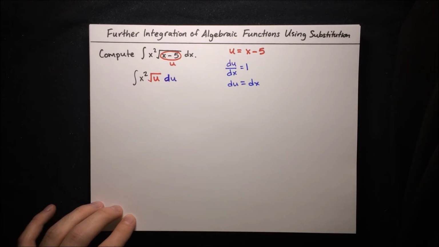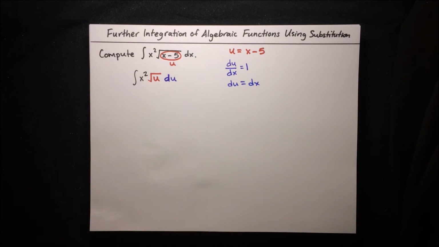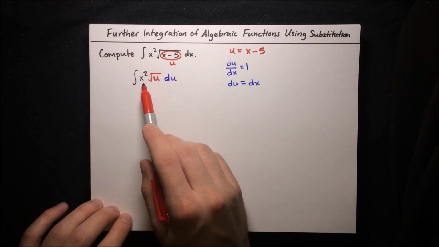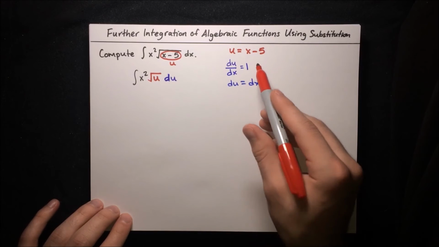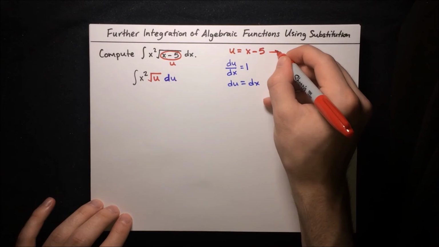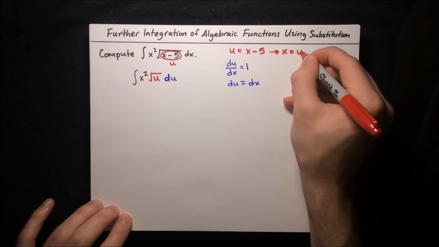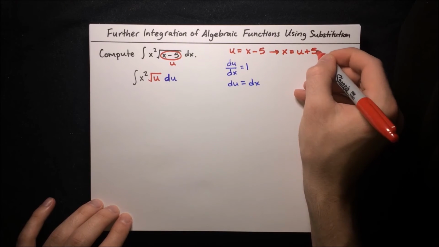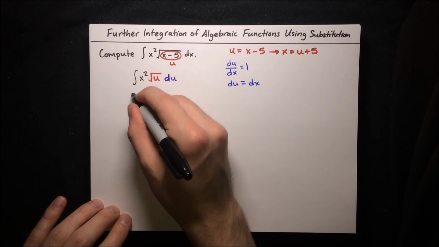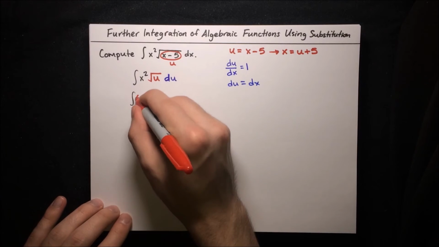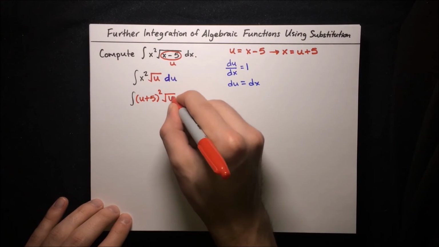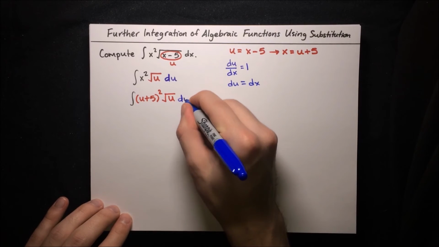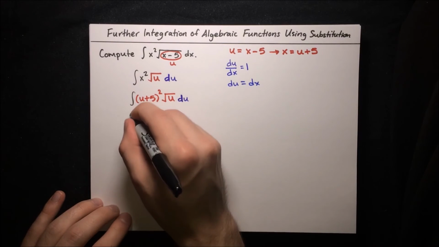Then we have the integral of x squared times the square root of u du. Again, this integral looks a little bit weird because we've got an x there. Actually, we've got an x squared. But we can write this in terms of u by solving for x in terms of u by using the fact that u equals x minus 5. If u equals x minus 5, then x equals u plus 5. And we can just sub that into the integral. So this becomes the integral of u plus 5 squared times square root of u du.